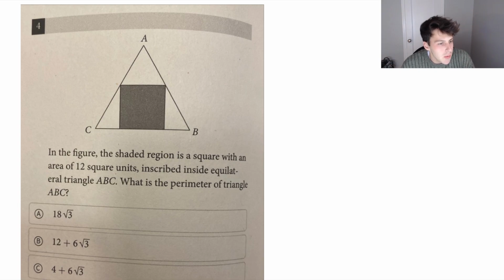This first question, we have a shaded region, which is a square of 12 units, and it's inscribed inside of an equilateral triangle, it says. So we know this A, B, and C, they've all got the same side lengths. So what's the perimeter of this outer triangle ABC?